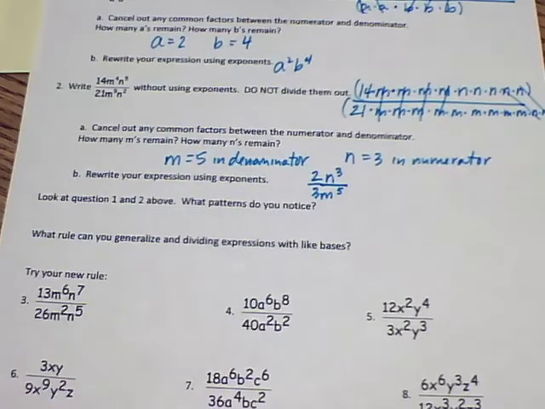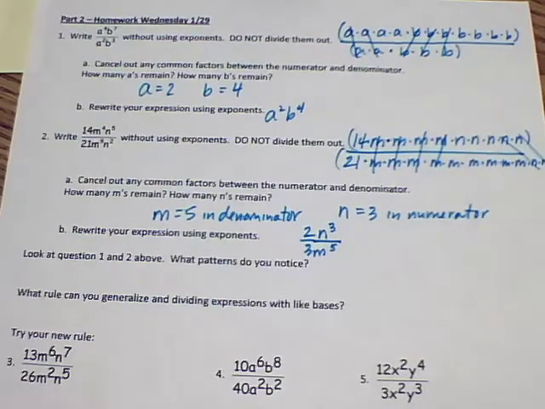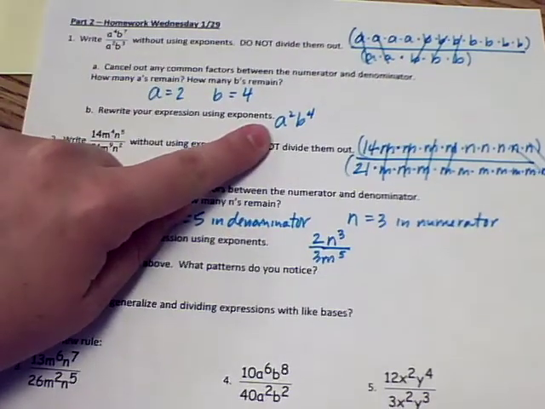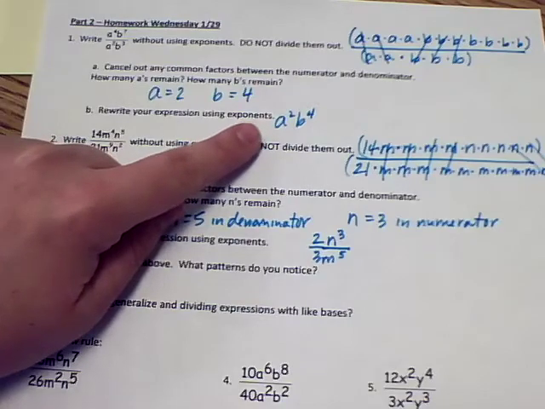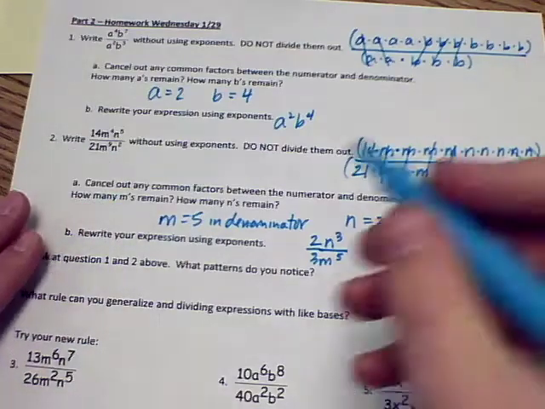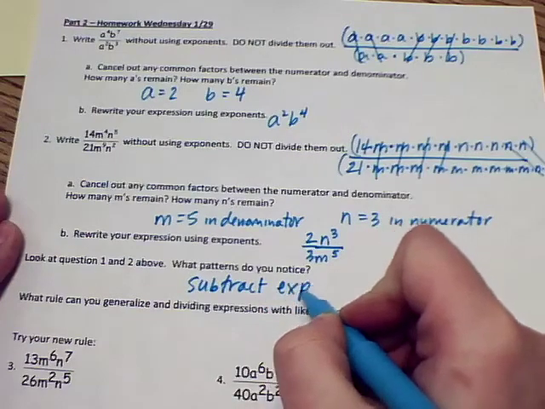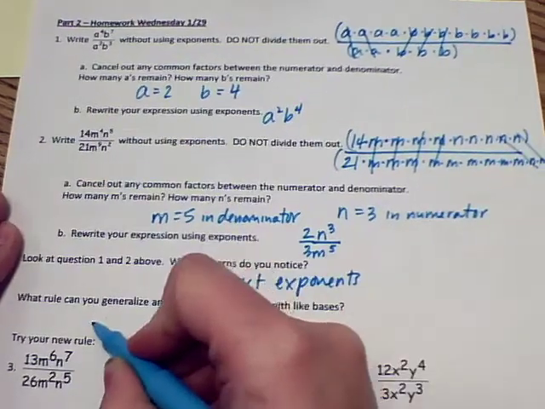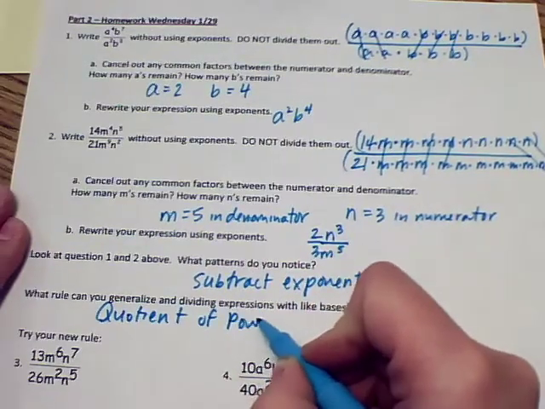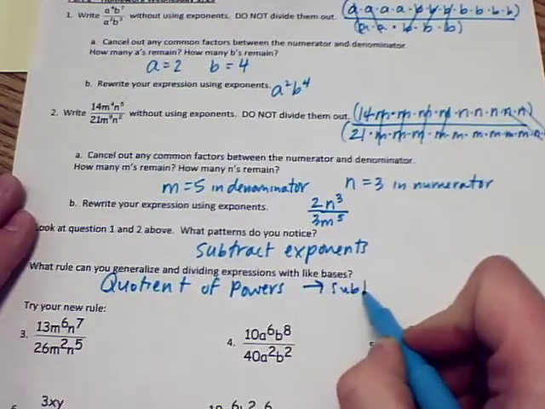Okay, so if we look at the questions, what patterns do we notice? How did our exponents change from our original expression to our final answer? If you remember from yesterday, when we multiplied, we added the exponents. So here, when we divide, we're going to be subtracting the exponents. So when we have quotient of powers, two things with like bases that we're dividing, you subtract their exponents.